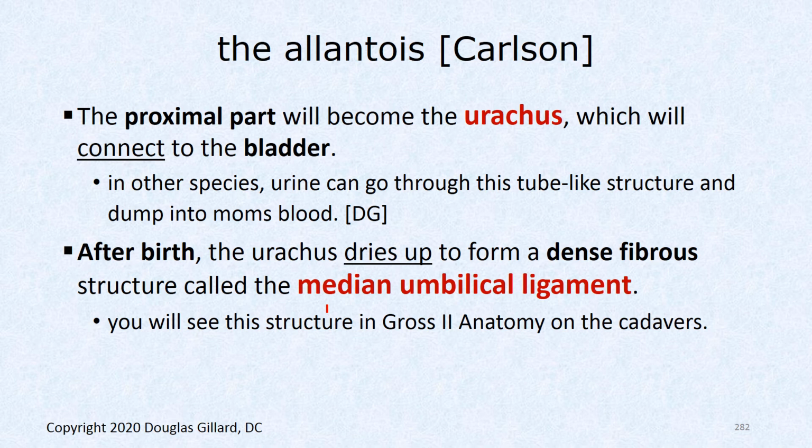The proximal part after the bladder will become the urachus. You'll actually see that in gross anatomy 2 if we're back in class. Hopefully we will be eventually. And you can see that after birth, the urachus dries up into a fibrous cord called the median, not medial, umbilical ligament. There's a medial umbilical ligament, 2 of those. But it becomes the median umbilical ligament because it's right in the median sagittal plane.